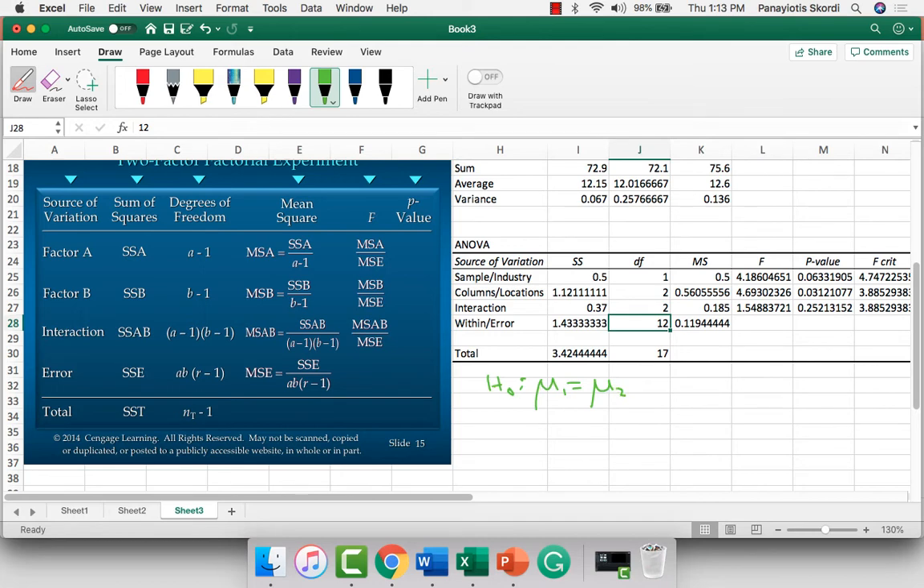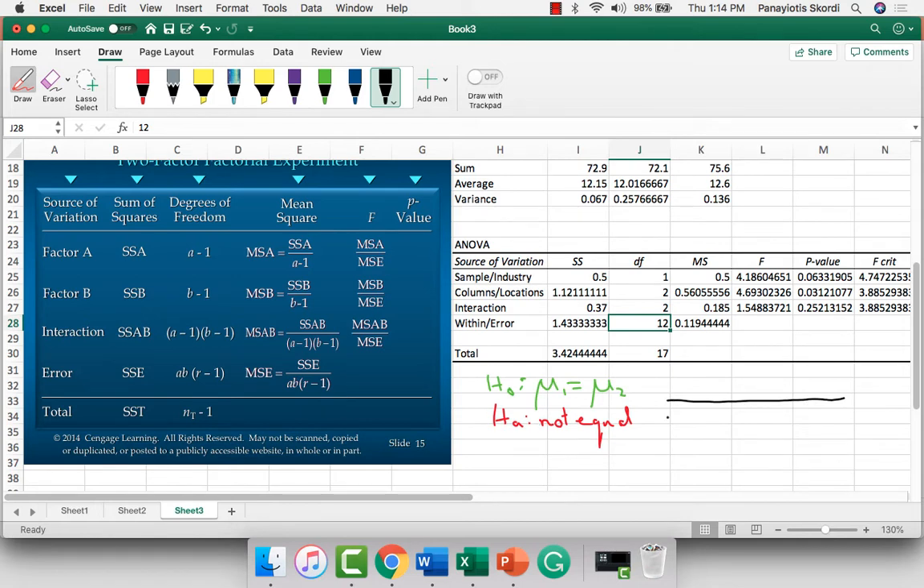And so this is the industry part, and the alternative is that they're not the same. They're not all equal. But there's only 2 of them, so let's just put not equal. And to test this, we can use the critical value approach or the p-value approach. So if we want to use the critical value approach, I'm just going to do our graph.